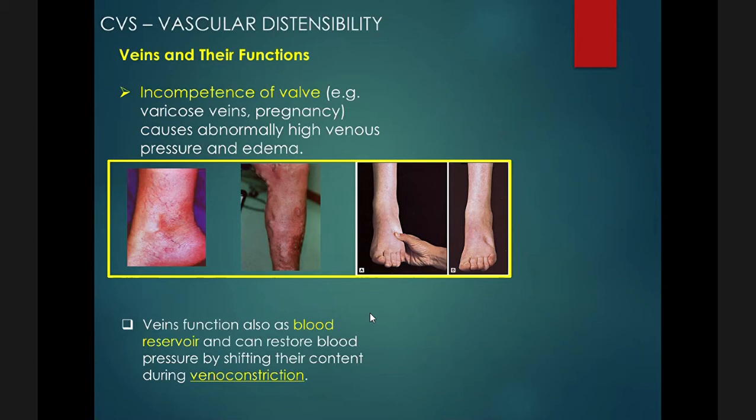So this is what we see in incompetent valves, such as in patients with varicose veins, or in patients with deep vein thrombosis, wherein the thrombosis obstructs the closure of the valve in the vein. So there will be edema in the lower extremity because of pooling of blood in the veins. And because of the pooling of blood in the veins, the pressure in the vein will increase. And then when the pressure in the vein increases, the capillary has difficulty draining into the vein. And that's why a volume of blood will go into the interstitial space, causing edema.